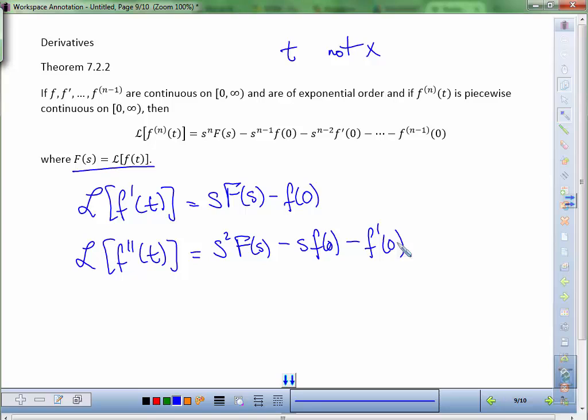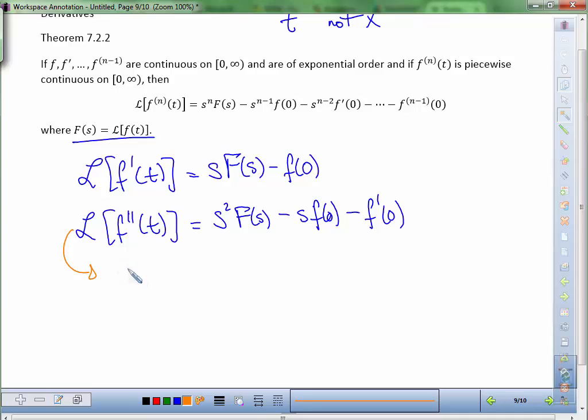Now, I guess this would be better seen in terms of the way we write our differential equation, right? We write our differential equation with y's, so maybe if we write it as y double prime, this might be a little bit more palatable for us. This is s squared, capital Y of s, minus s times y of 0, minus y prime of 0.